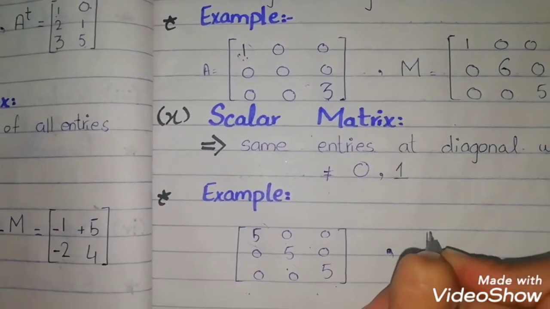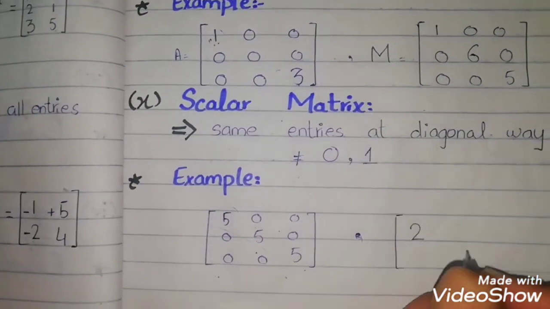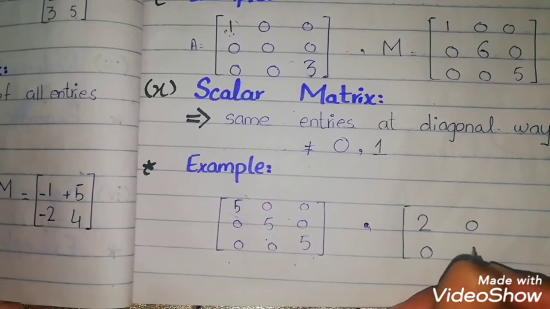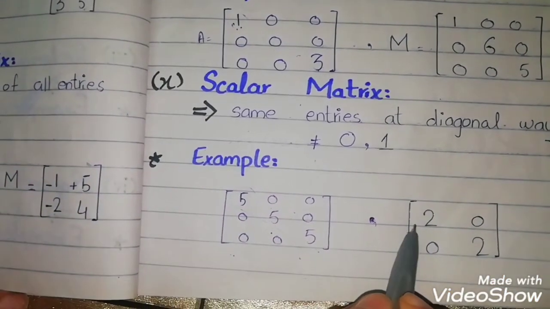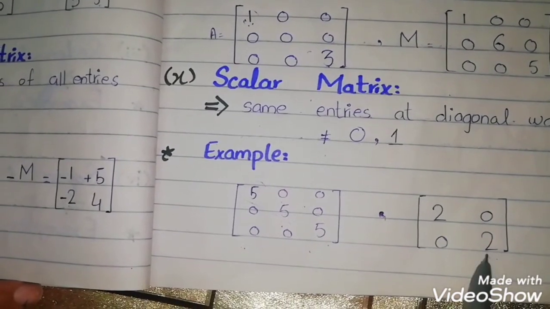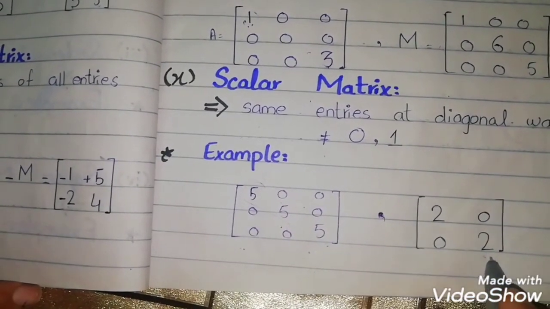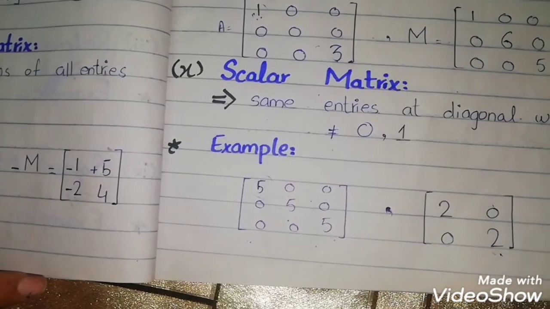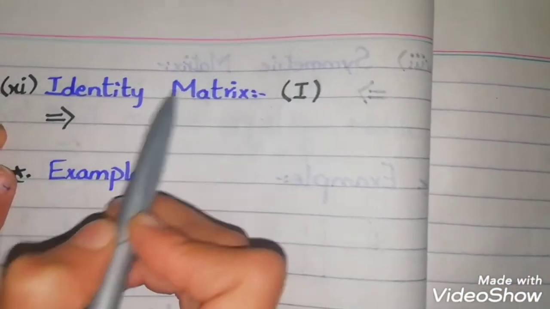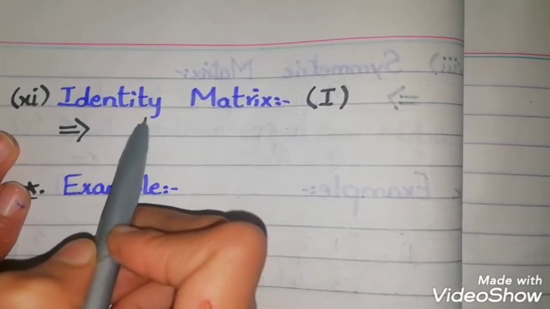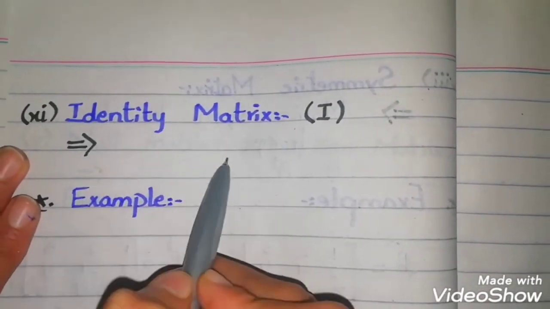Let me write another example. [2, 0; 0, 2]. This is also an example of scalar matrix because the entries at diagonal way are same and the non-diagonal entries are 0. Identity matrix. It is a matrix in which the entries at the diagonal way are 1.